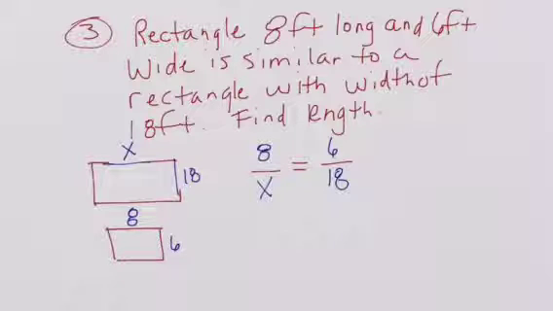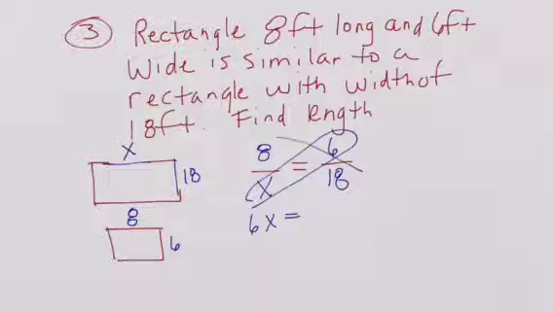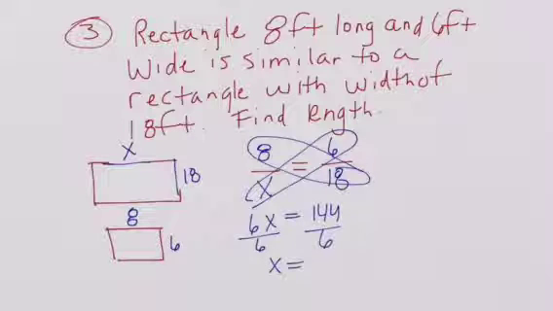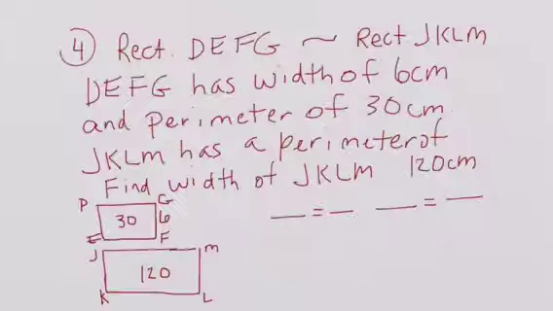Now we're going to go ahead and butterfly. Remember that you butterfly the wing first with the variable. So we're going to butterfly. It's going to be 6x is equal to 144. Divide by 6, divide by 6. X is equal to 24 feet. Now remember, for algebra purposes, make sure your equal signs are lined up and that I can see all of the steps.